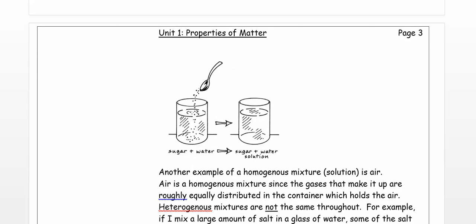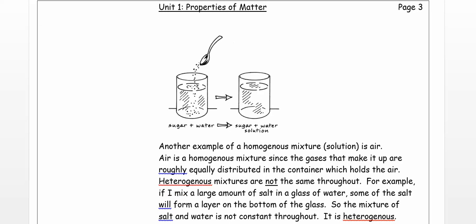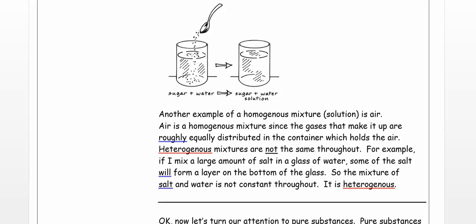So here I've got sugar and water, and I stir it very well. Maybe even heat up the water a little bit. You'll find later on that that increases the solubility, or the amount of sugar that can be held in the water. And the sugar-water solution is what's going to result. Another example of a homogeneous mixture or a solution is air. Air is a homogeneous mixture since the gases that make it up are roughly equally distributed in the container which holds the air. Heterogeneous mixtures are not the same throughout.